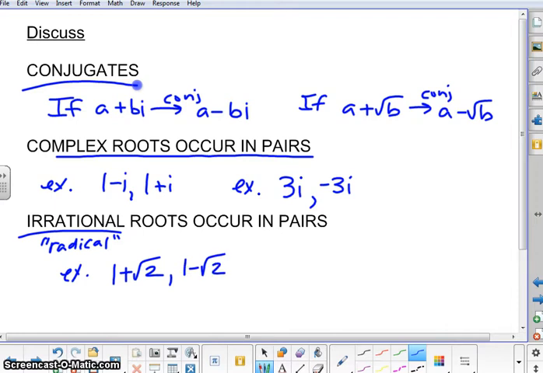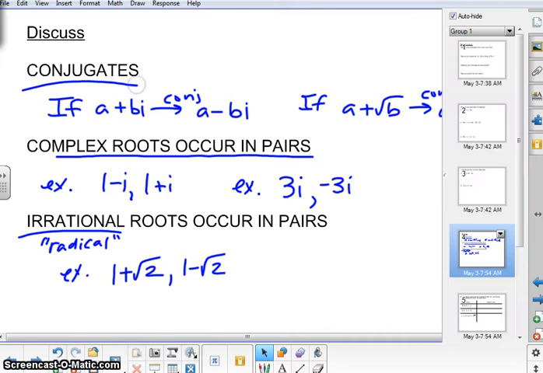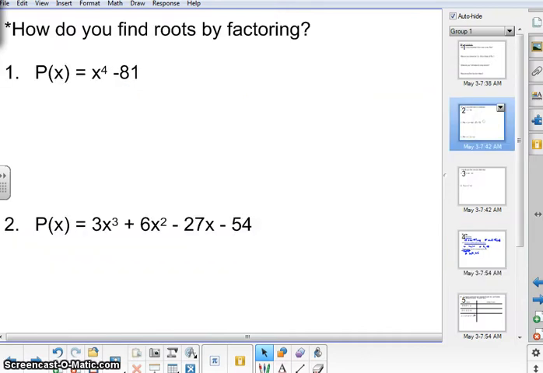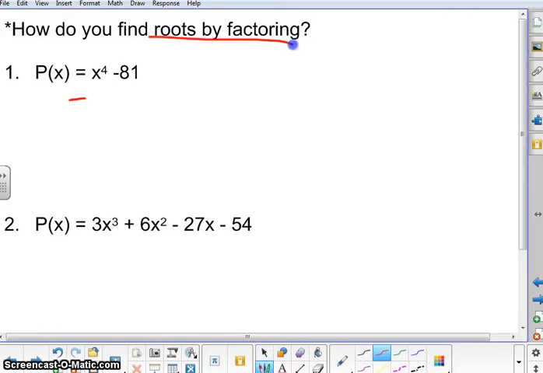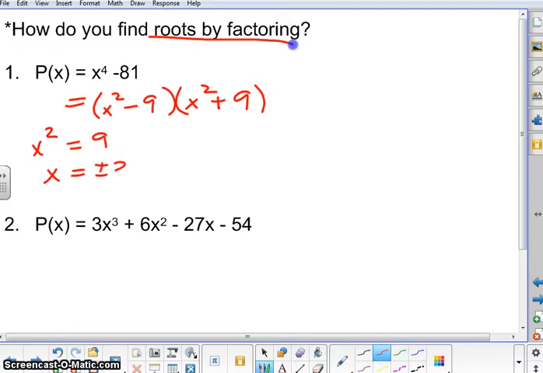All right, so now I want to go back to the first part, top left-hand corner, and I want to make you a believer. So in this first one, if I'm going to find the roots by factoring, we know that the factors of x to the fourth are x squared and x squared. And then this is a difference of two squares, so one's going to be plus and one's going to be minus. If I use the zero product property, x squared equals 9, so x is going to equal plus or minus 3.